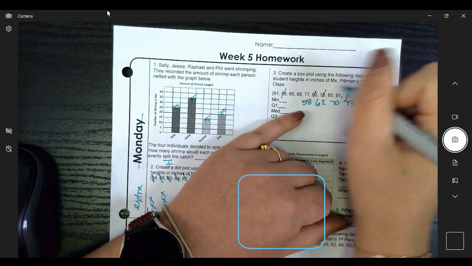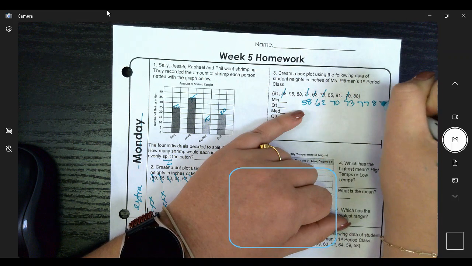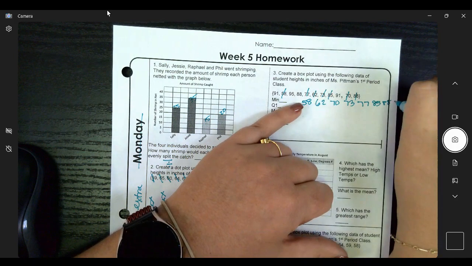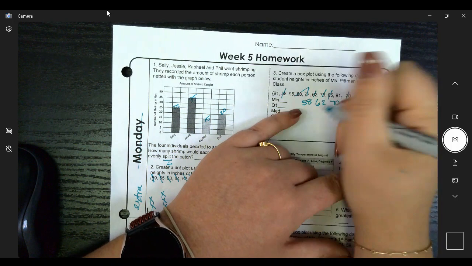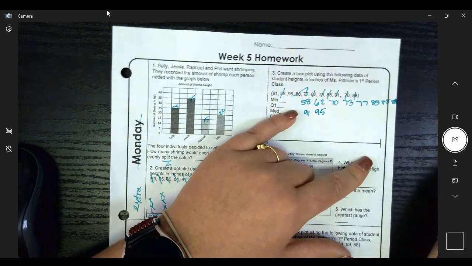A 77. And I know I'm going real slow because I have a tendency to skip a number, and I don't want to skip anything. Oops, that should be an 88. 91. And a 95. Okay.